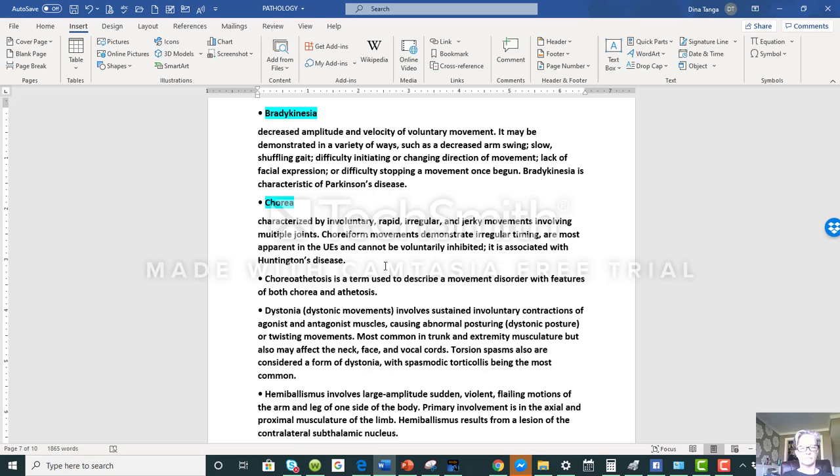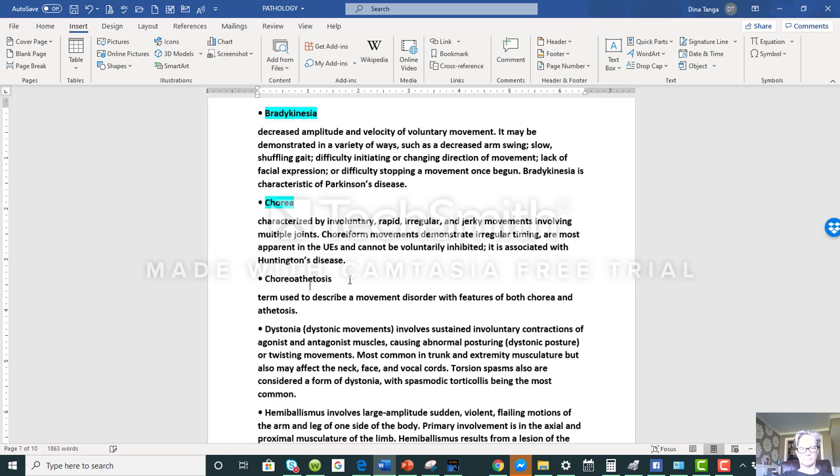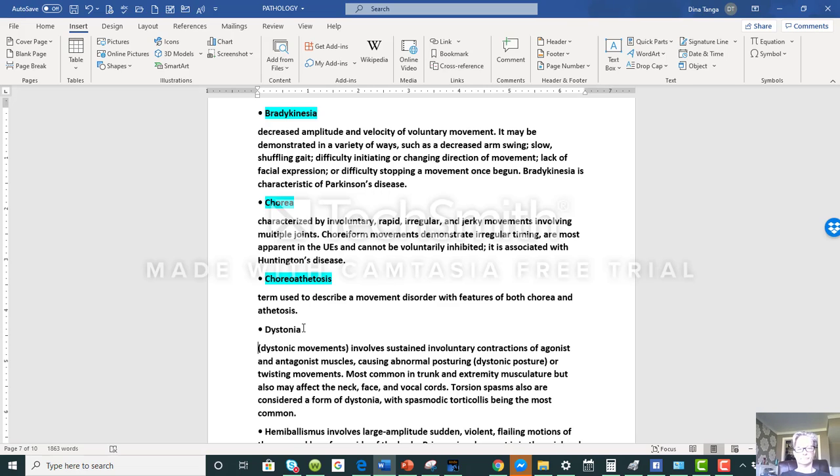Chorea is characterized by involuntary, rapid, irregular, and jerky movements involving multiple joints. Choreiform movements demonstrate irregular timing, are most apparent in the UEs, and cannot be voluntarily inhibited. It is associated with Huntington's disease. Choreoathetosis is a term used to describe a movement disorder with features of both chorea and athetosis.